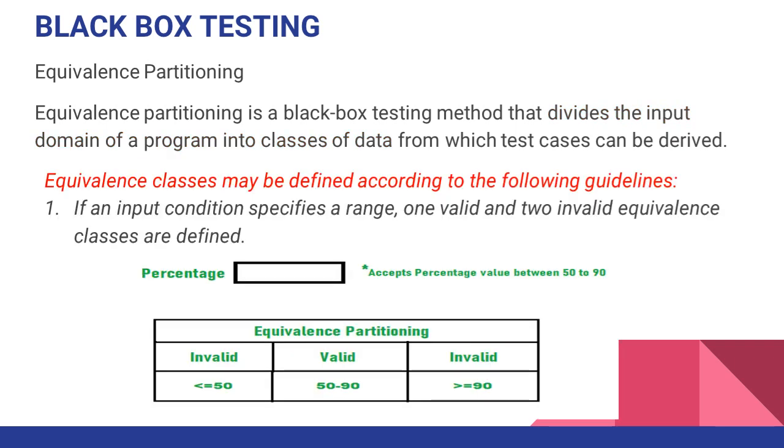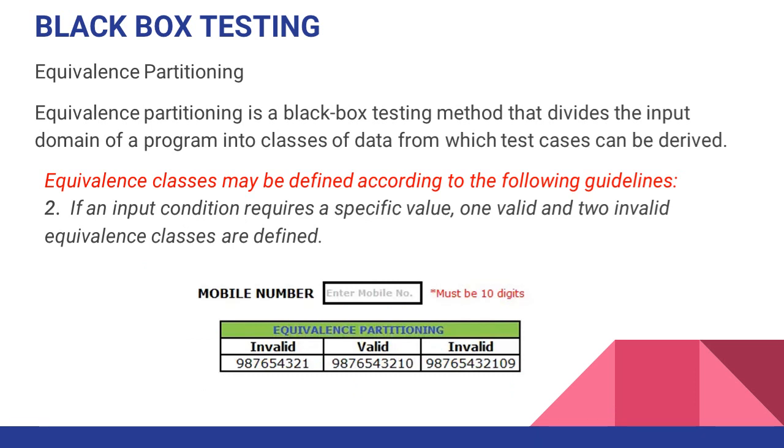Equivalence classes may be defined according to the following guidelines. If an input condition specifies a range, one valid and two invalid equivalence classes are defined. See, for example, here the accepting percentage range is between 50 to 90. So, one valid case and two invalid cases are shown on your screen.